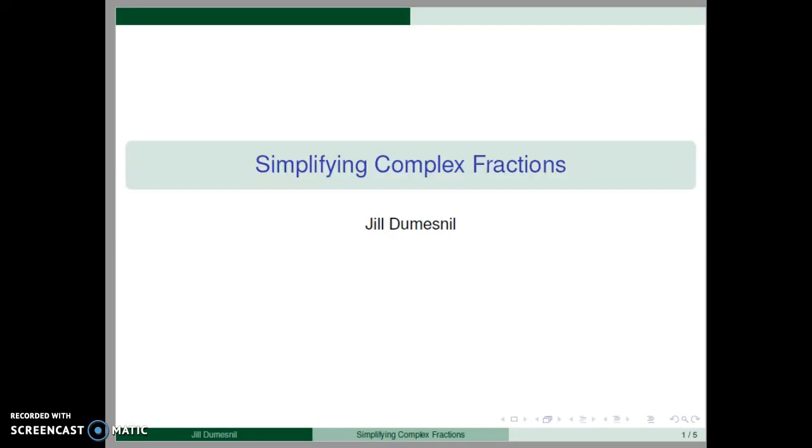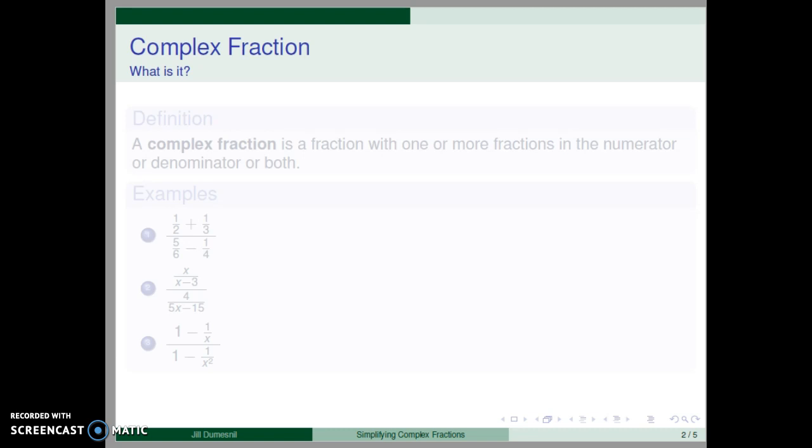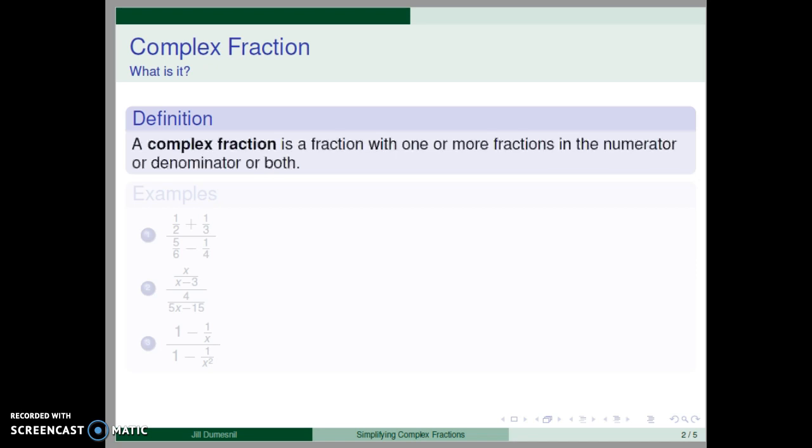This video demonstrates two methods for simplifying complex fractions. What is a complex fraction? The name sounds slightly frightening. A complex fraction is a fraction with one or more fractions in the numerator or denominator or both. As usual, examples help to illustrate this definition.